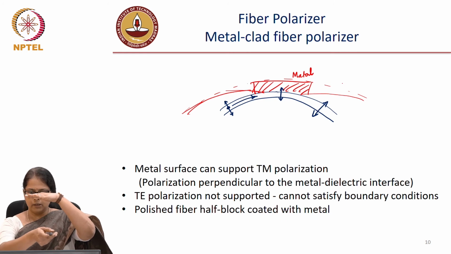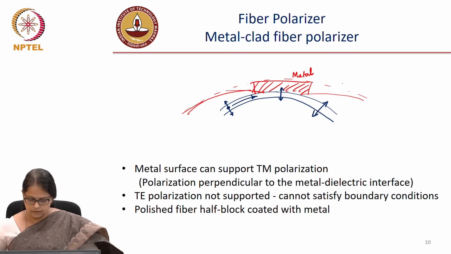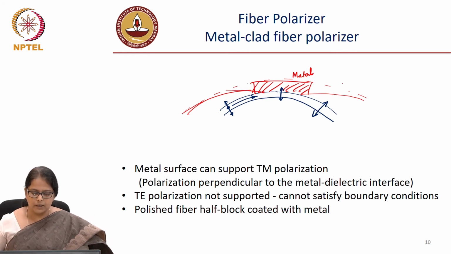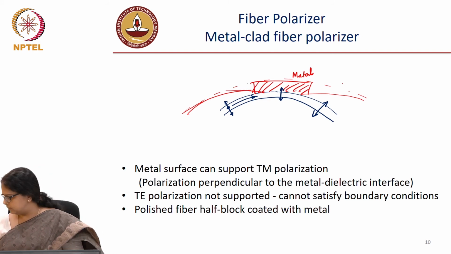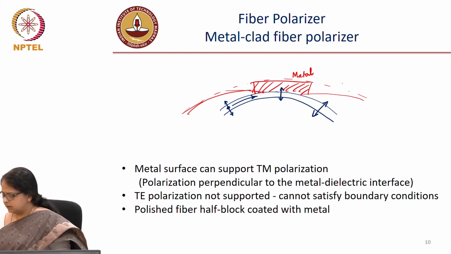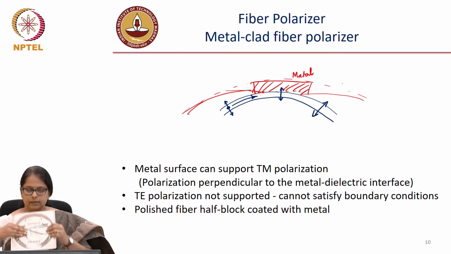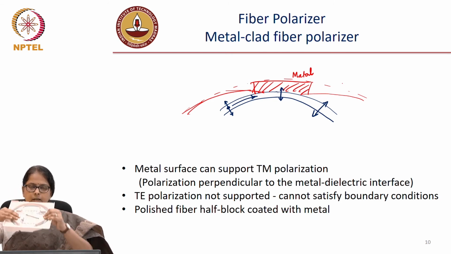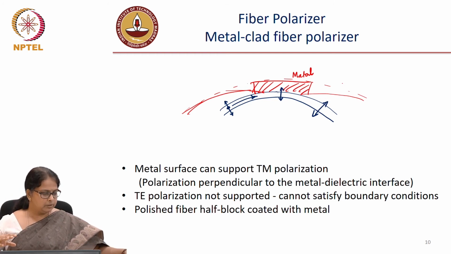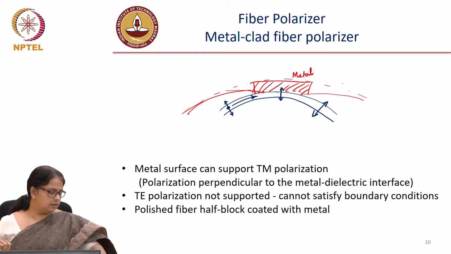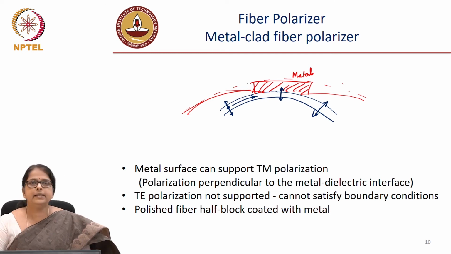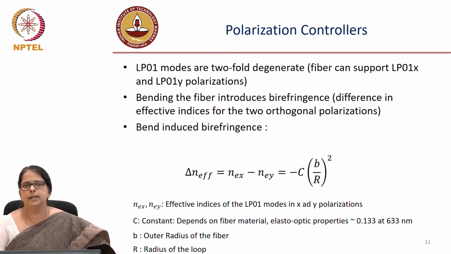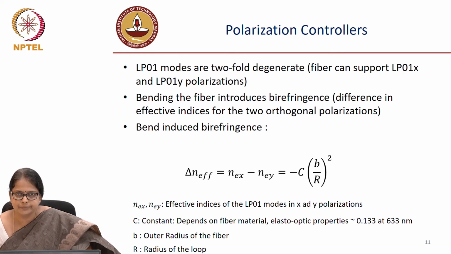So when it goes out, you will have only one polarization coming out. This is called a polished fiber half block. It is coated with a metal, and again the whole arrangement looks like this. It's a packaged polarizer, a single input single output device, and this arrangement works very well as a polarizer. The next device that we need to look at are polarization controllers.